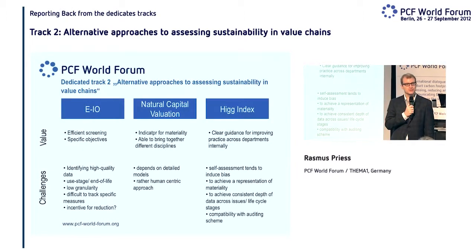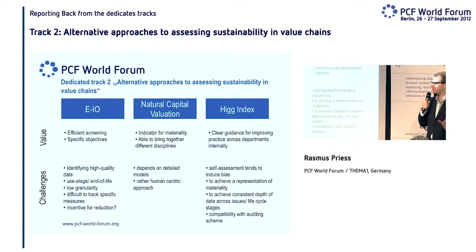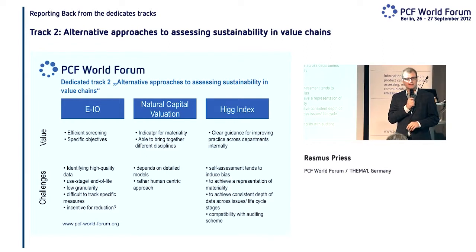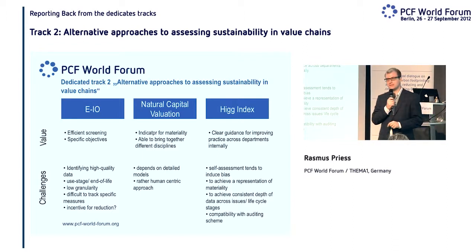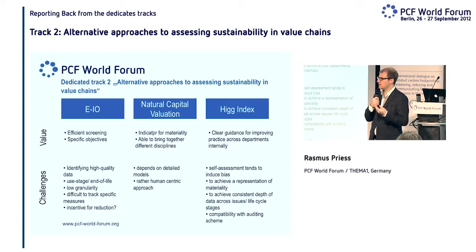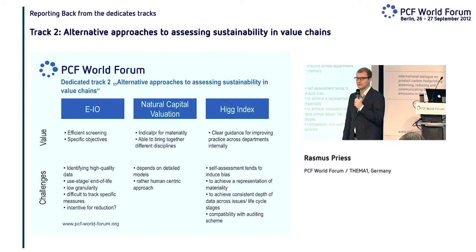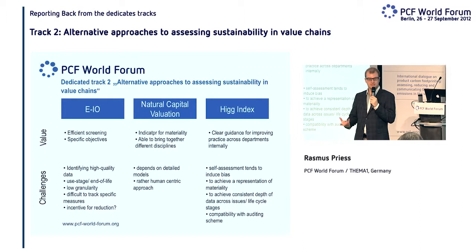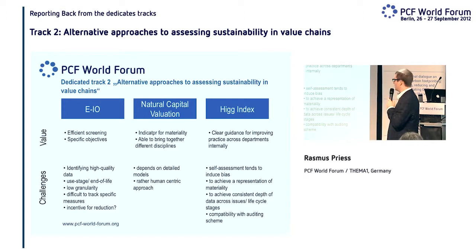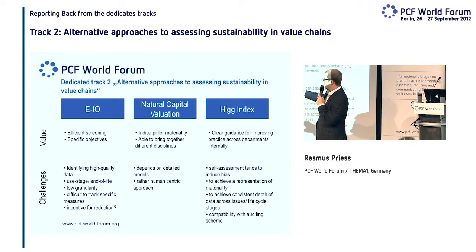In the dedicated track number 2 on alternative, and I would put that in like, what is it called? I always forget, like perhaps alternative approaches to assessing sustainability in value chains. And what we did is we learned a bit more about 3 different approaches that are developed and used out there to actually manage sustainability of value chains, or at least get to tackle these challenges and opportunities.